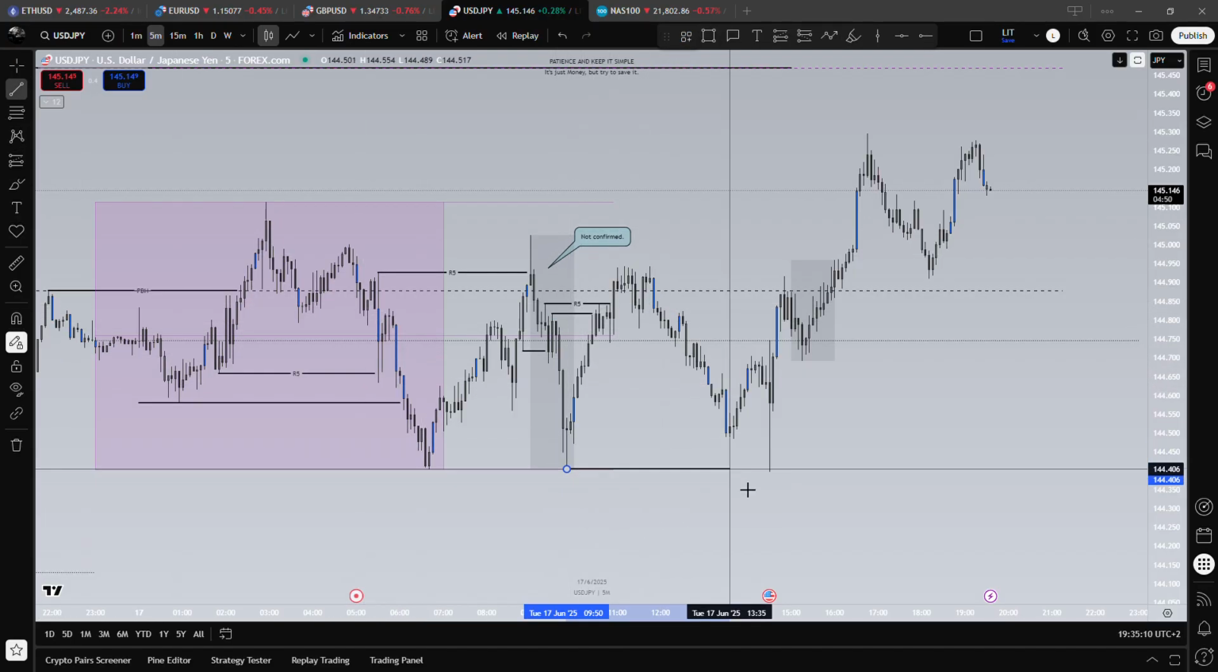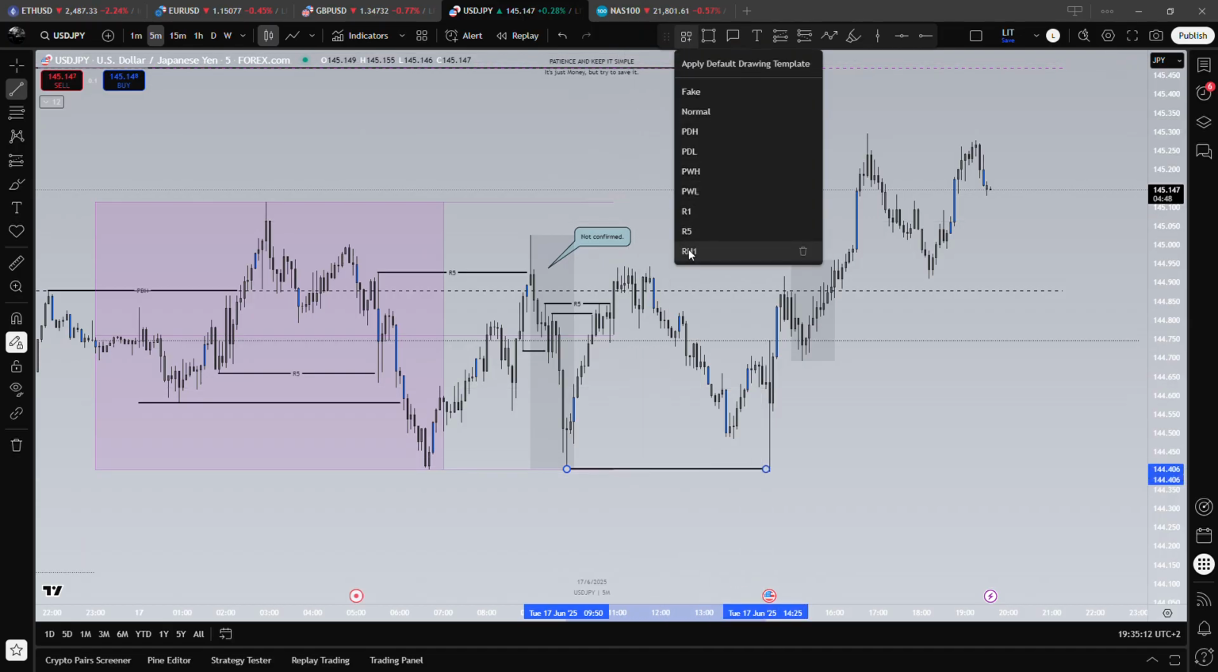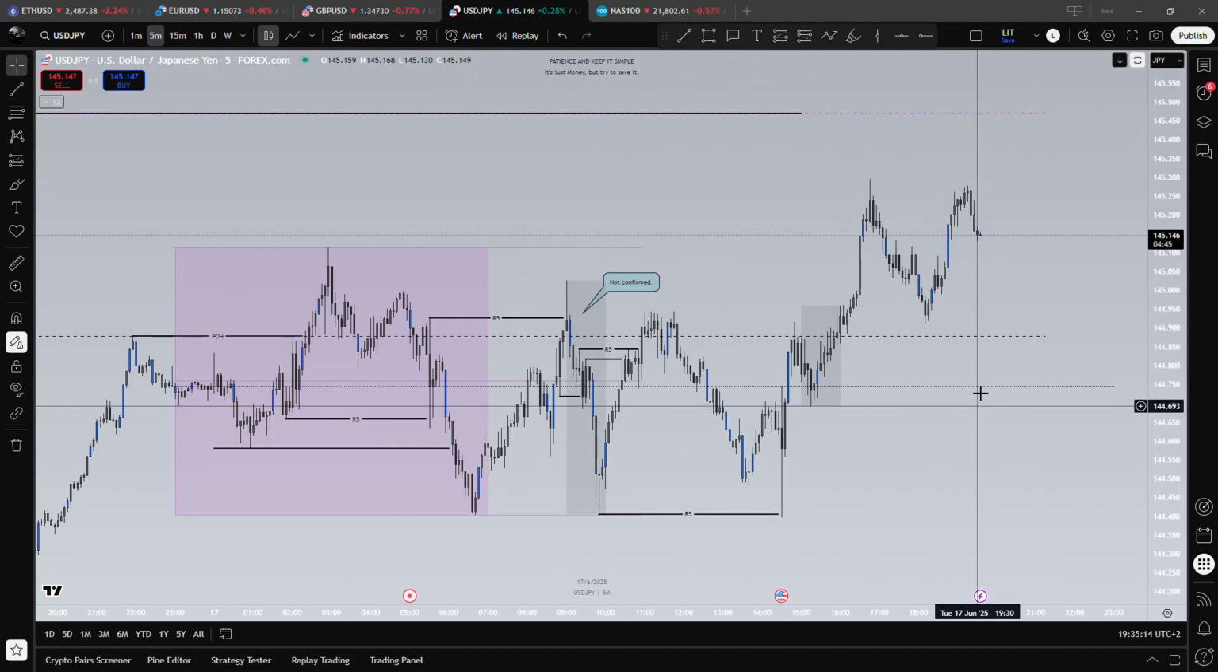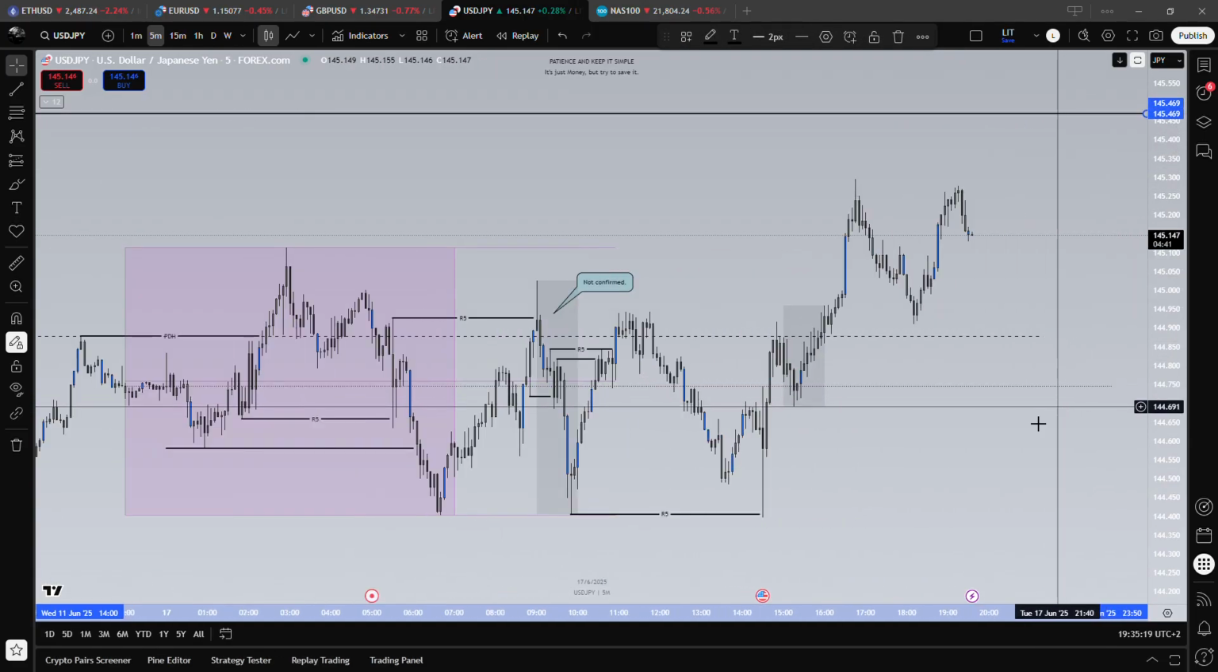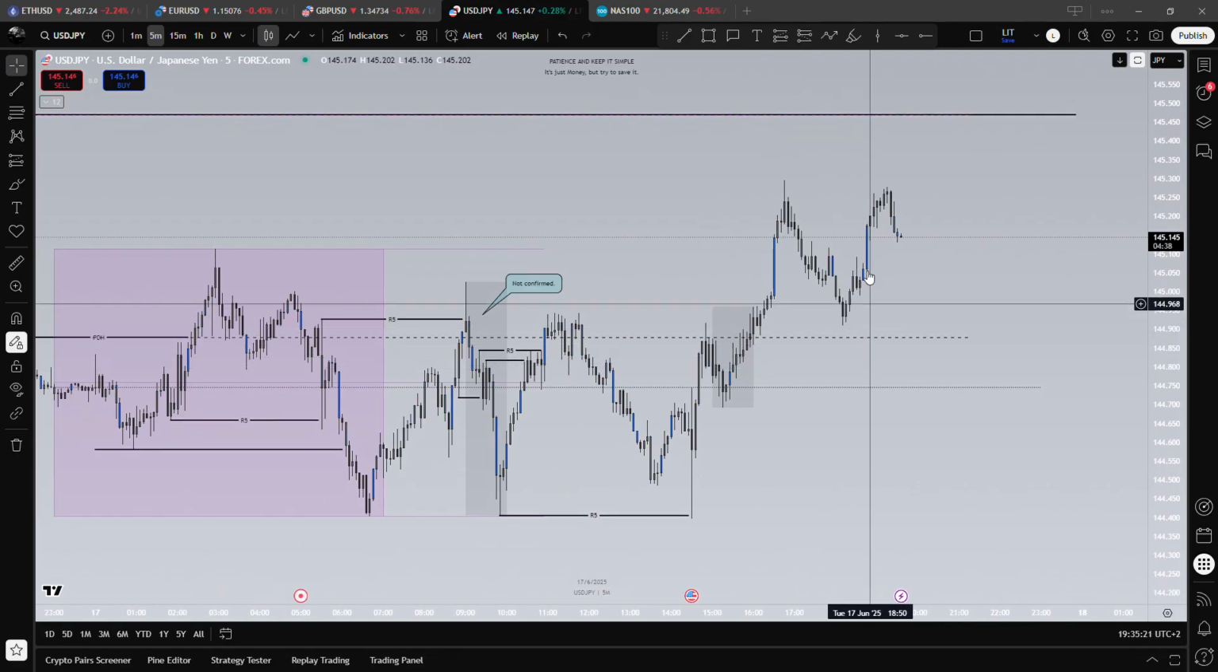So the rest liquidity was down here, and it took that, and then started going up again. And here we have previous weekly high with round liquidity on H1. Probably it is going to be taken at some point.